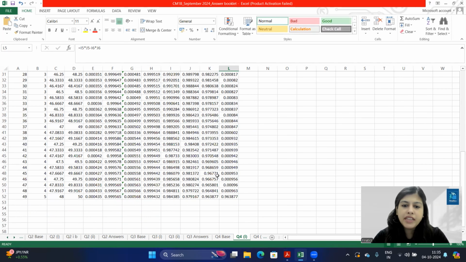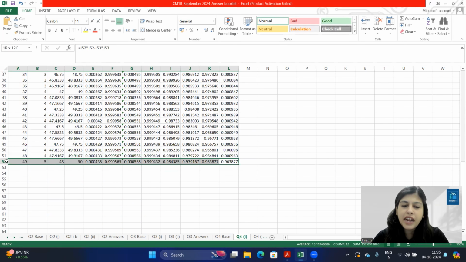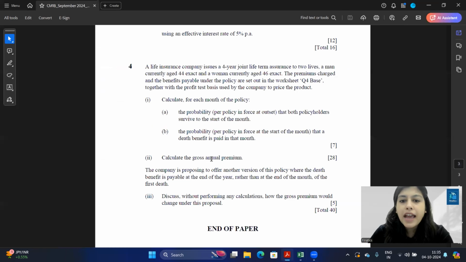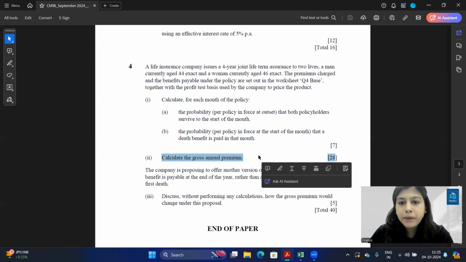Okay, probability of death. And the last one will give you a different answer. That means this is not to be considered. The 49th month is not to be considered. We are only concerned with 48 months. Okay. Moving on, calculate the gross annual premium for the policy.